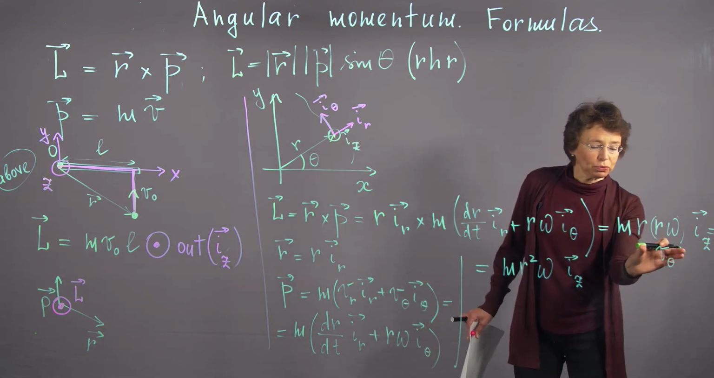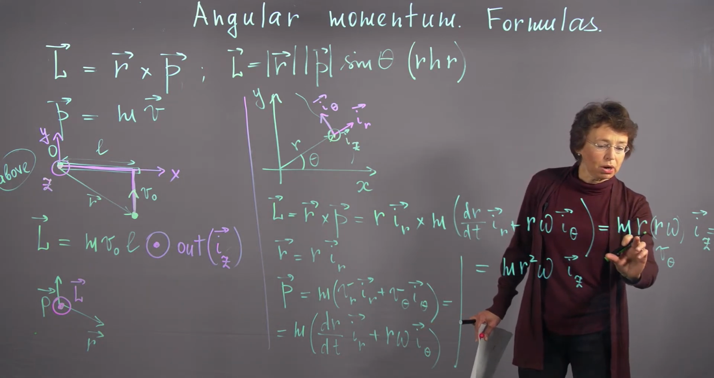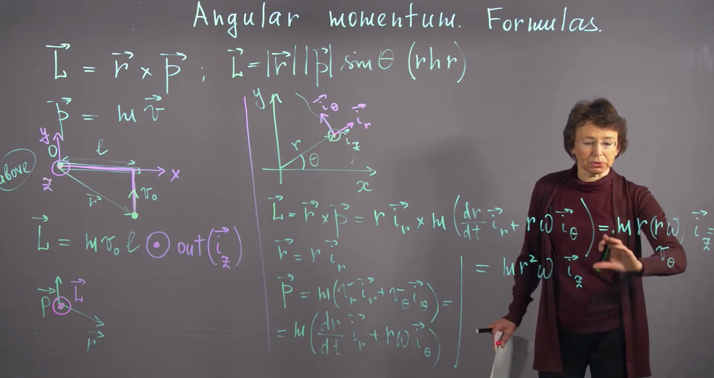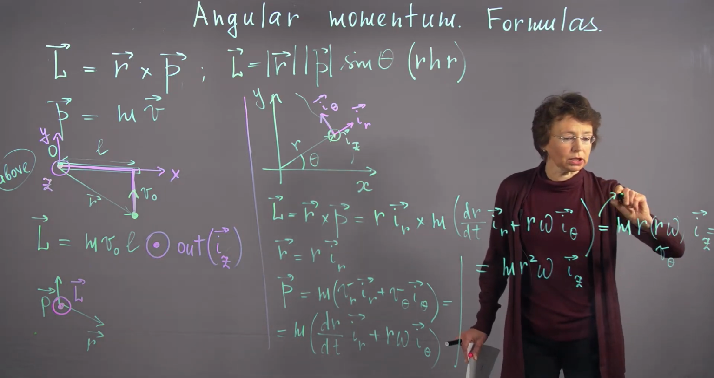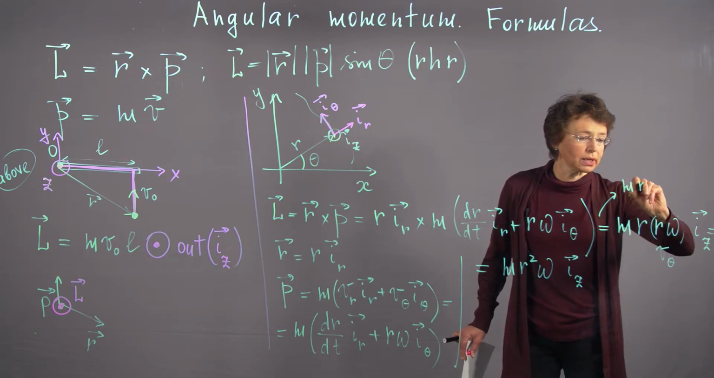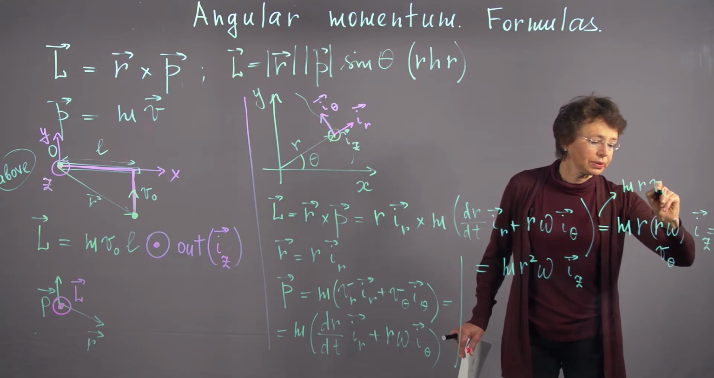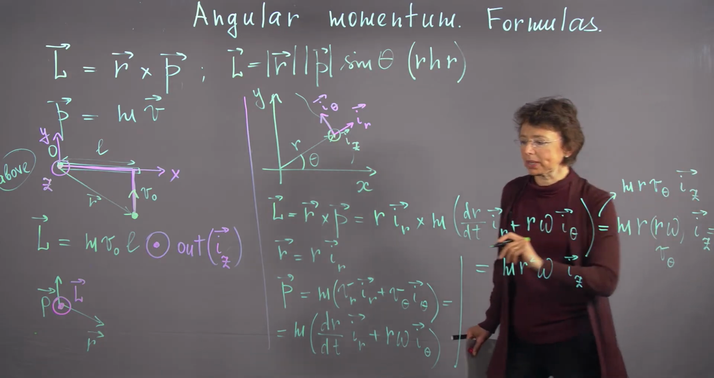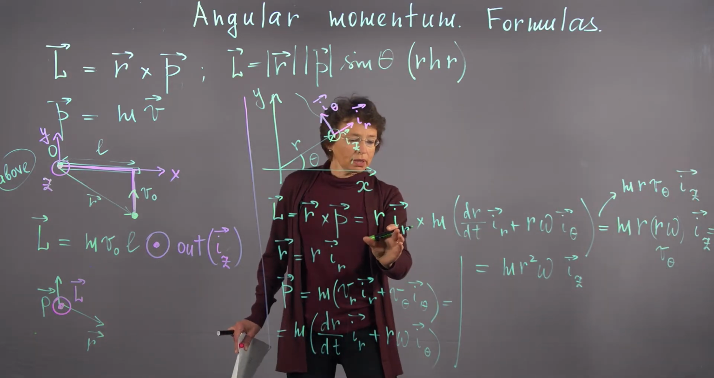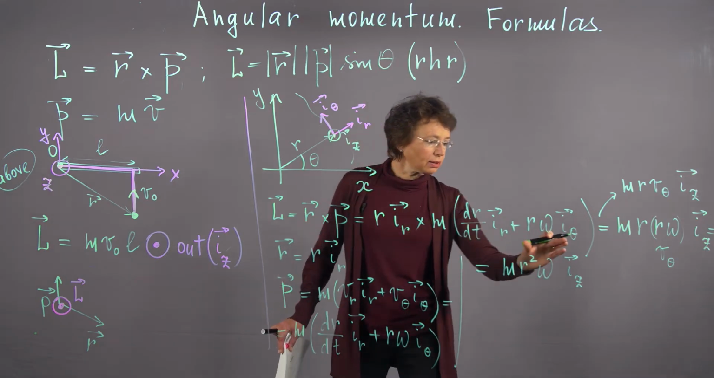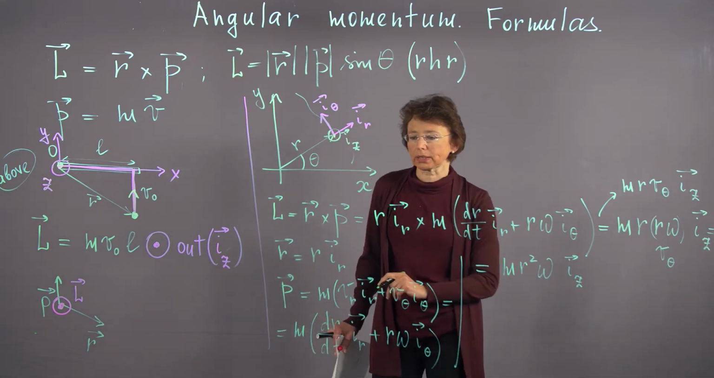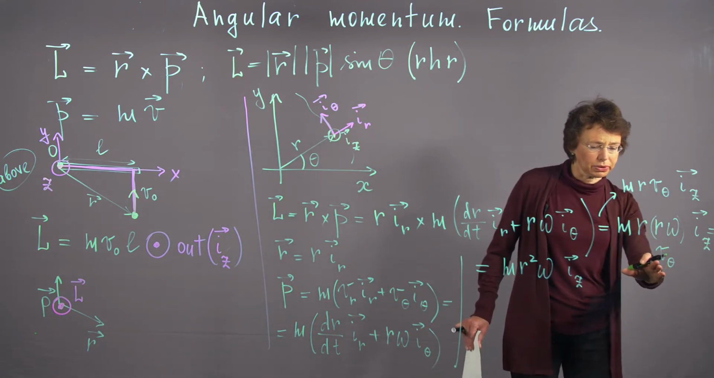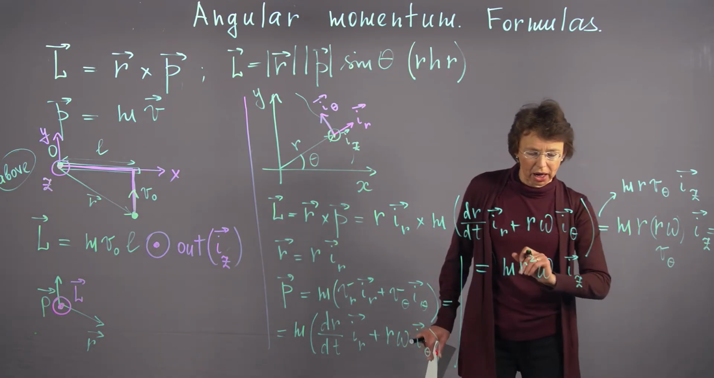I skipped one formula, but it is right here, M R V theta. So let me just write it here also. Another formula is M R V theta, I Z. Because when I find the cross product, I will have I R, I theta. This is V theta. So M R V theta, M R squared omega, I Z.